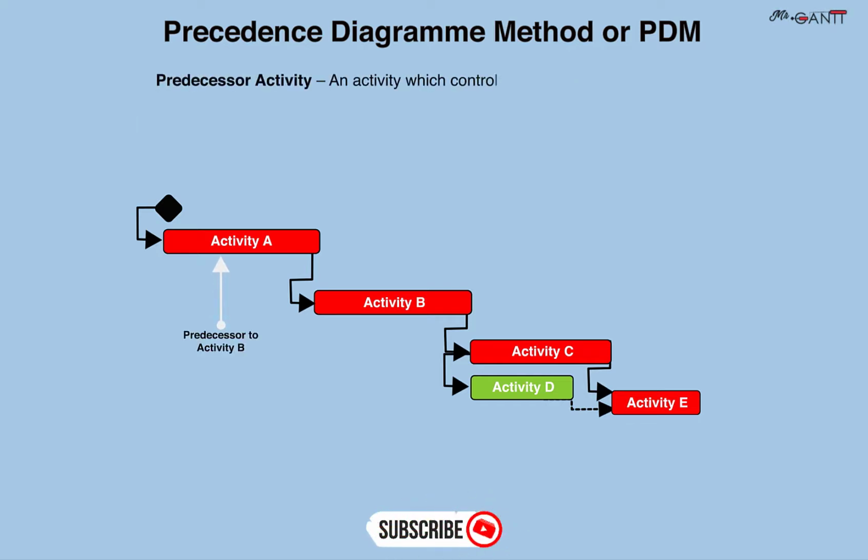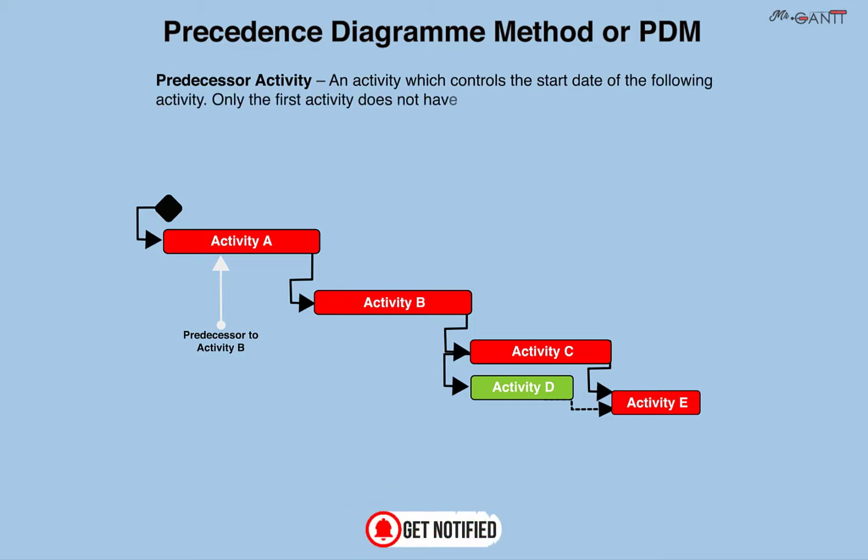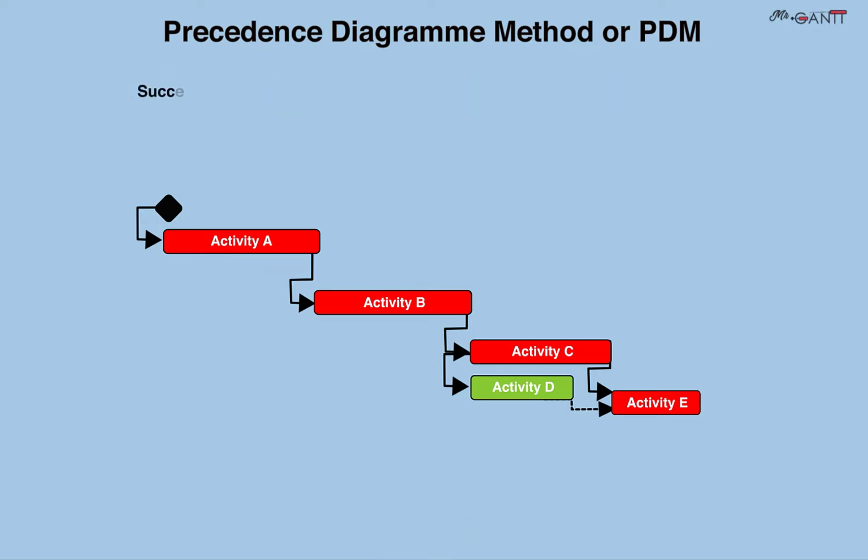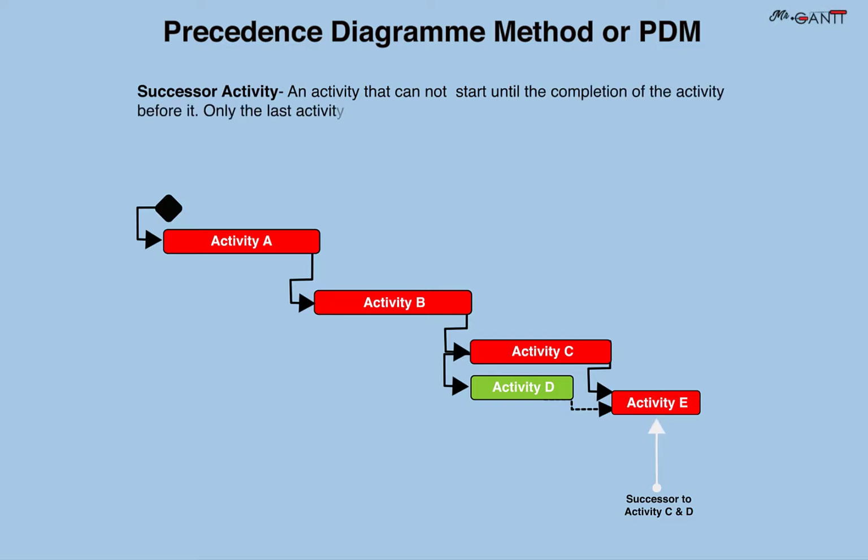Predecessor activity: an activity which controls the start date of the following activity. Only the first activity does not have a predecessor. Successor activity: an activity that cannot start until the completion of the activity before it. Only the last activity does not have a successor.